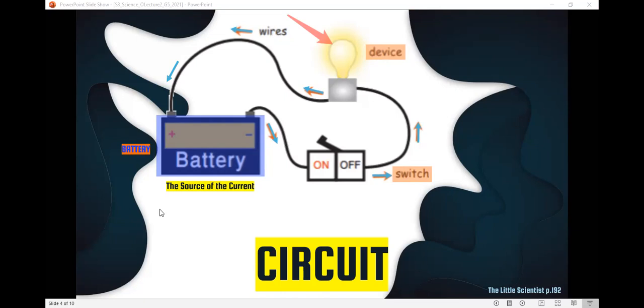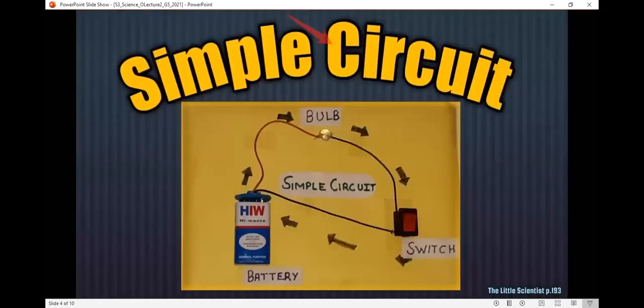Is the light bulb on or off? On. It is on. It means the circuit is closed. If it is open, the electrons cannot flow. I will explain it in the coming slides.